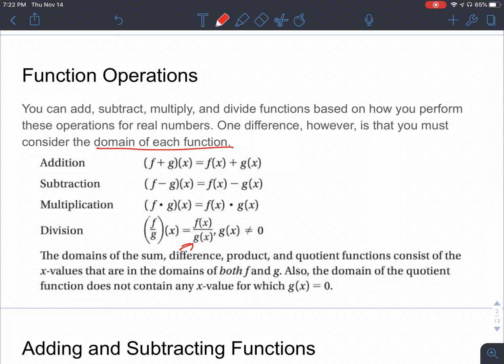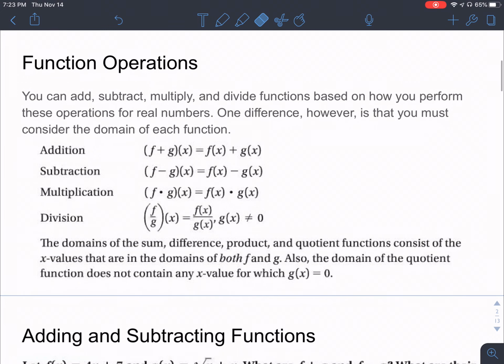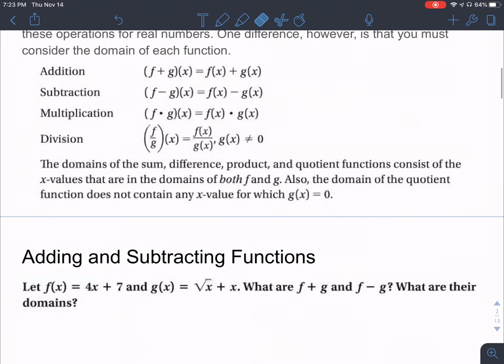If I throw g of x into the denominator here, g of x cannot equal 0, right? So if g of x were to equal 0, then of course this guy, f of x over g of x, would be undefined because you would be dividing by 0, which is why you've got to take the domain into account. So the domains of the sum, difference, product, and quotient functions consist of the x values that are in the domains of both f and g. Also, the domain of the quotient function does not contain any x values for which g of x equals 0.